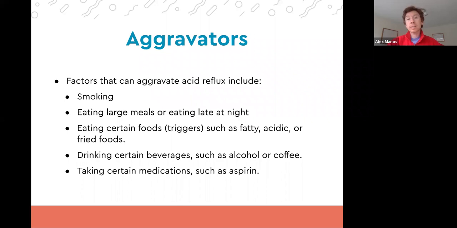Aggravators include some of the same factors, such as smoking, but also eating a large meal or eating late at night. The recommendation is to eat really 3 hours before bedtime whenever you can, as a way to alleviate the symptoms associated with GERD, especially at night. Eating certain foods can trigger GERD for a lot of people, and we'll see a more comprehensive list later on. Certain beverages can, and again, medications can sometimes aggravate the condition.